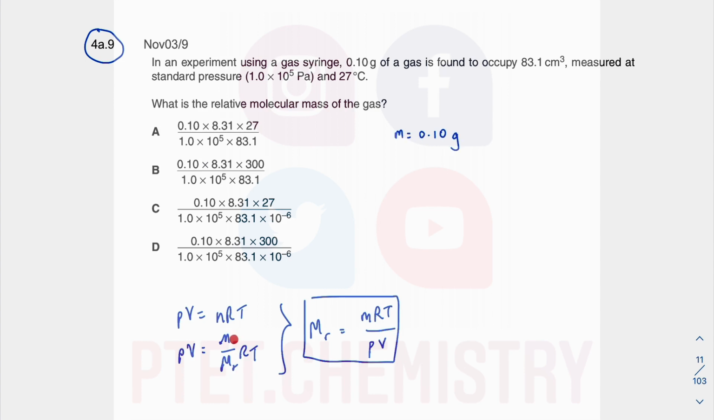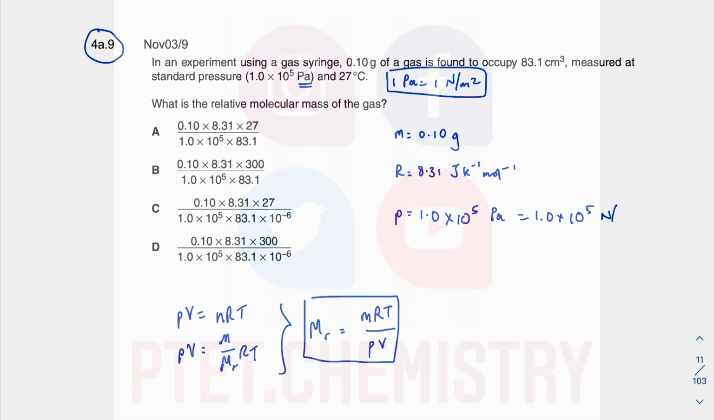In m over M times R, the mass is in gram, so that's the mass of the gas, already in gram. And R is just 8.31 joule per Kelvin per mole, from your data booklet. And then P is already given in Pascal. 1 Pascal equals 1 Newton per meter square, and that is the standard unit in this equation, so there's no need to convert it. That is the same as 1.0 times 10 to the 5 Newton per meter square.